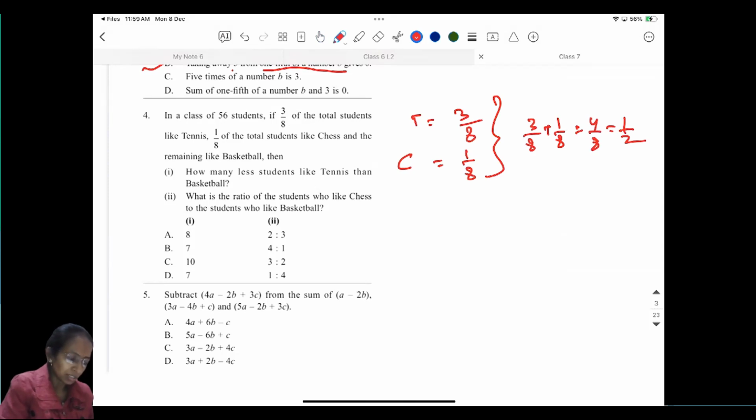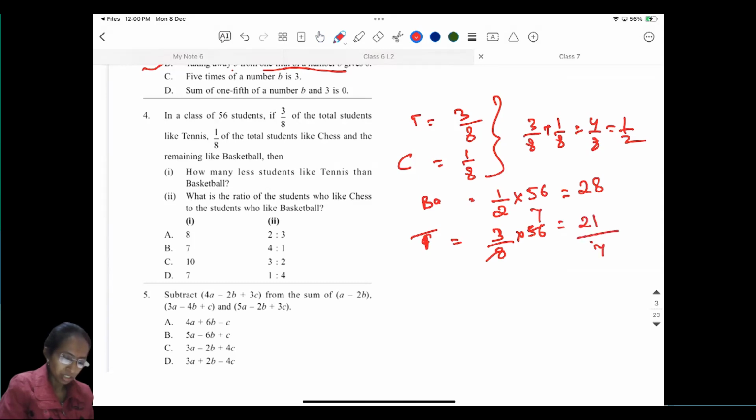Now how many fewer students like tennis than basketball? So first of all, basketball will be 1 by 2 of 56. That is equal to 28 students. And tennis is 3 by 8 times 56. That means this is 7, so 3 into 7, that is 21. That means a total of 7 students are fewer in tennis.